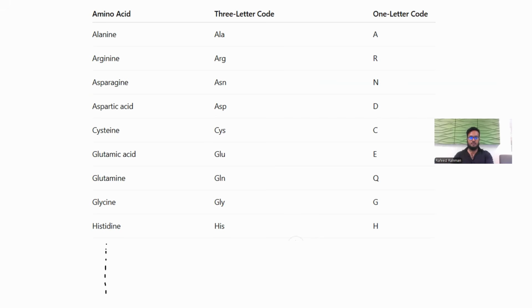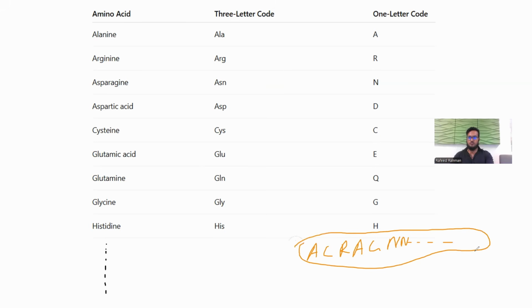Let me write something again. Let's say we have a sequence like this: A, C, R, A, G, N, and so on and so forth. This sequence of amino acids is represented by these letters. There are more; I haven't written all 20 of these, and these are the full forms.